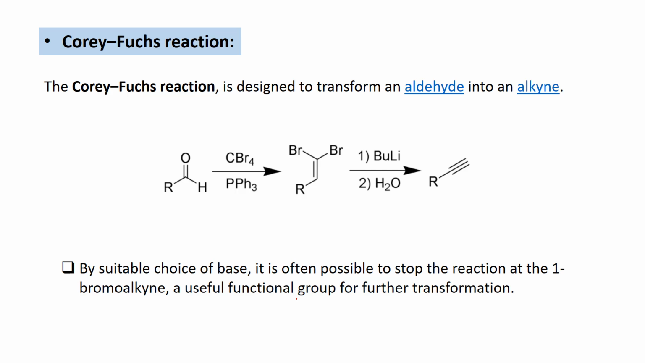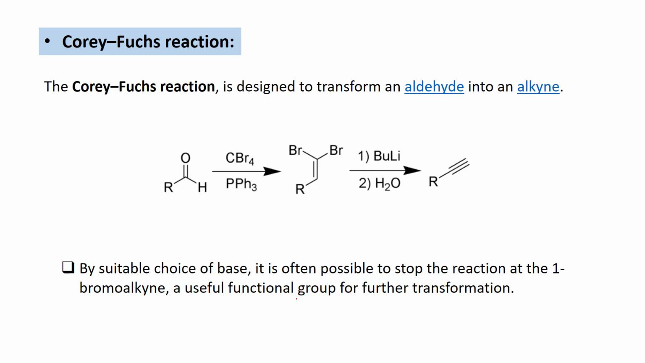So the next named reaction we are going to discuss is the Corey-Fuchs reaction. This is a reaction designed to transform an aldehyde into an alkyne. In the last two reactions we learned how to get an aldehyde or ketone from an alkene. Now let's go in reverse. How to get an alkyne, not an alkene, from an aldehyde? That is the only reaction that can be performed, the Corey-Fuchs reaction.